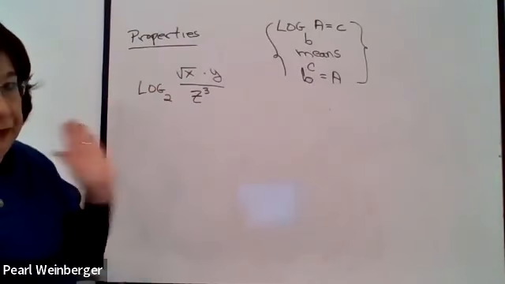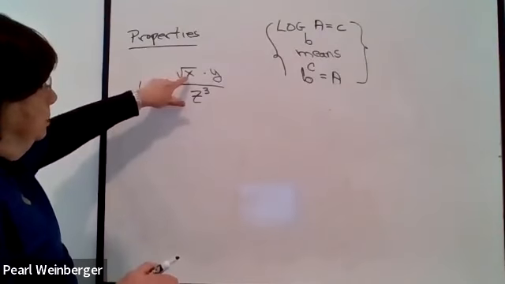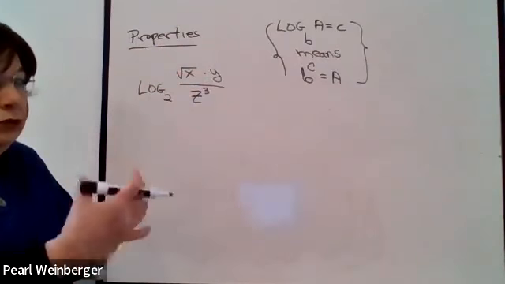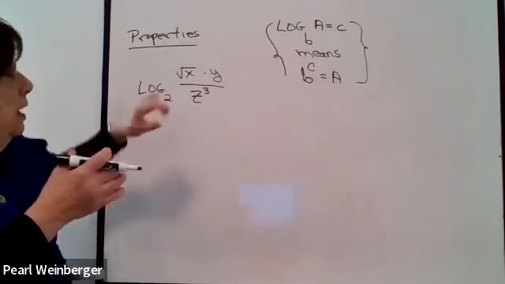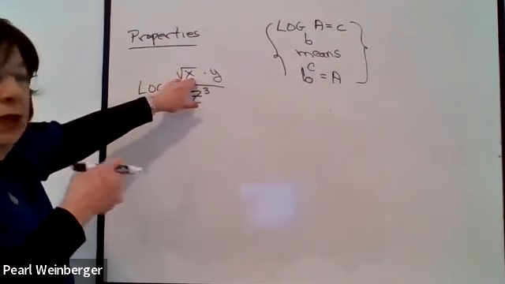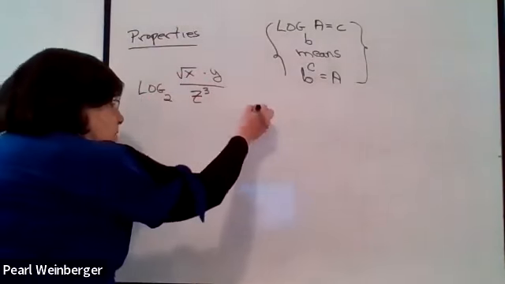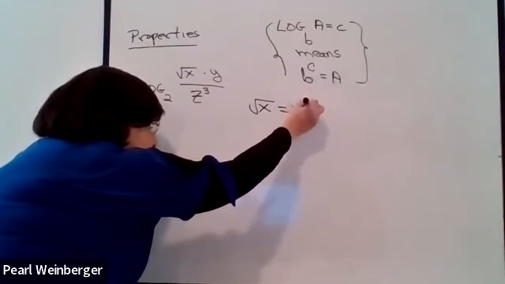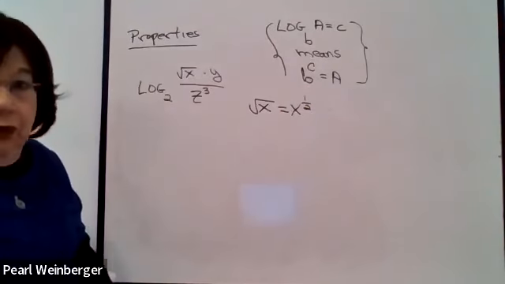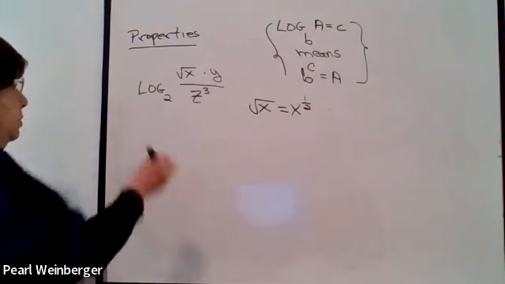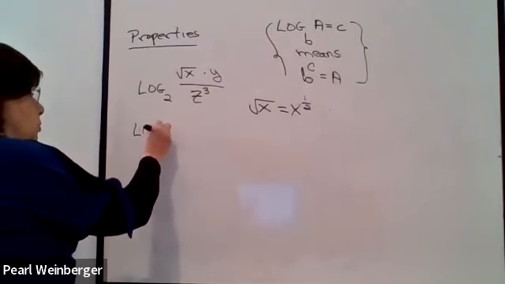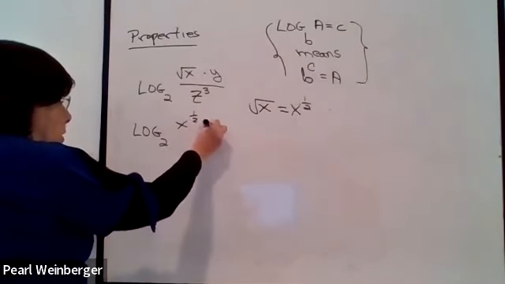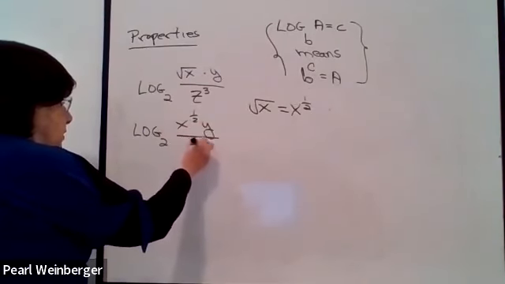Well, first step first. This has nothing to do with logs, but I see a radical. Anytime I see a radical in this chapter, anything that has to do with logs or exponential functions, I want to rewrite that radical as an exponent, remembering that the square root of x is the same thing as x to the 1/2 power. Remember, every radical can be written as a fractional exponent. So this really is telling me that we're doing log base 2 of x to the 1/2 times y divided by z to the third power.